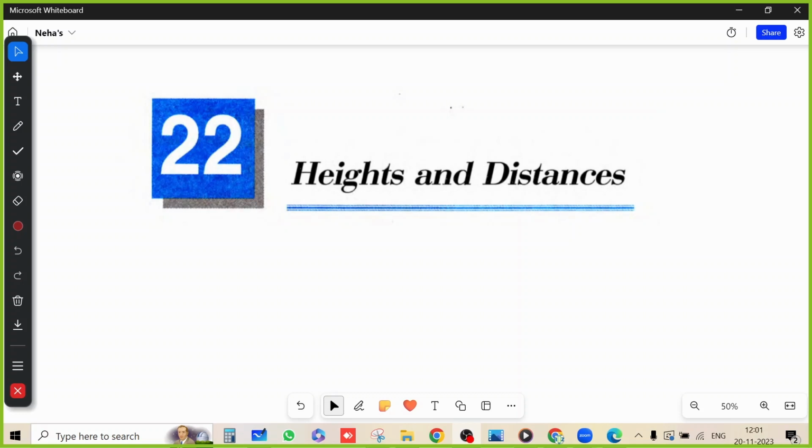Hello everyone. In this session, we are going to do all the questions of exercise 22A of the chapter Heights and Distances from the textbook Concise Mathematics by Selina Publications for class 10. So before solving the questions, let's first go through the concepts related to the exercise.